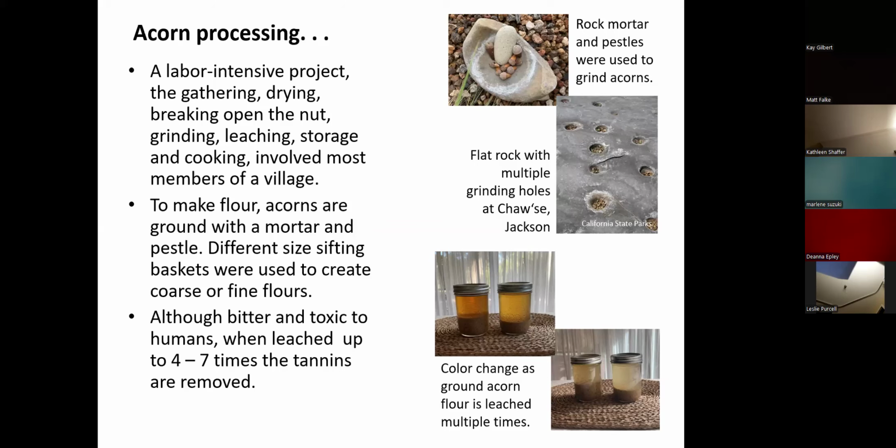Acorns were very bitter because of the high tannin, so they would have to go through an extensive leaching process. You can see in these photos where the first leaching, the water was quite dark, the next leaching lighter and lighter and lighter. It usually took anywhere from 4 to 7 leachings to get them to where that bitter taste would be gone. Of course, they can use jars like we do today.